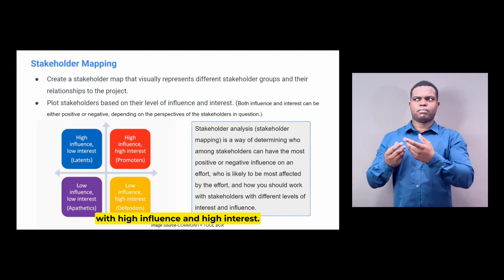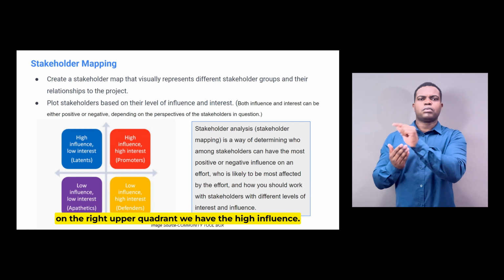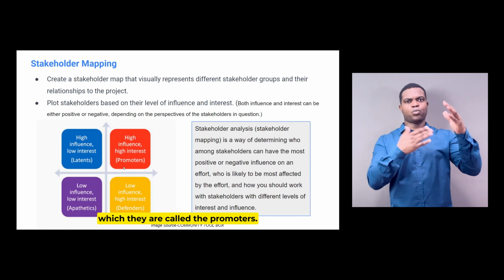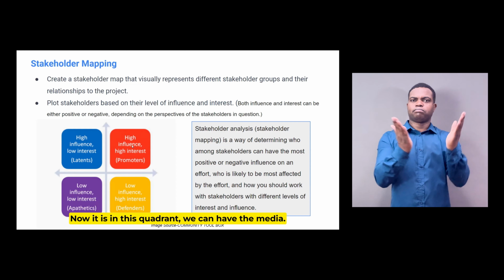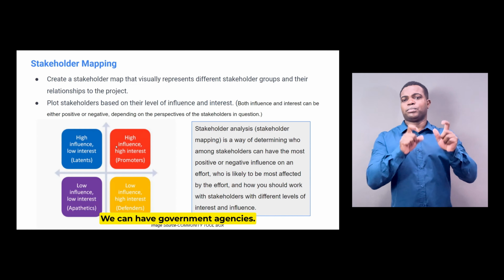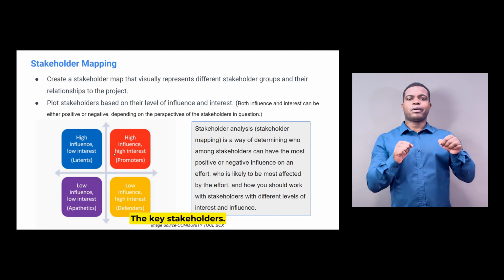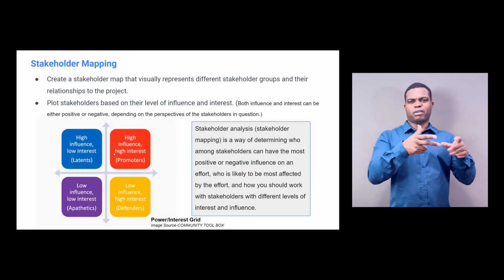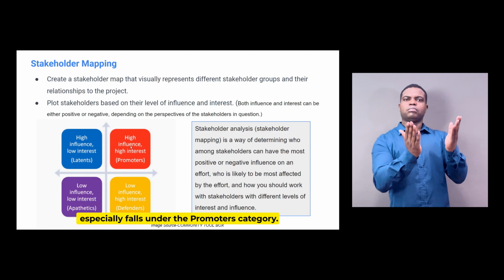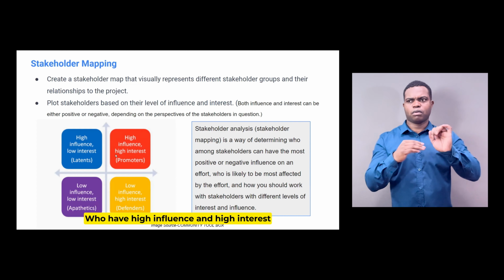Now, you need to start thinking about how you can get the buy-ins of people with high influence and high interest. For instance, on the right upper quadrant, we have the high influence, high interest, which they are called the promoters. It is in this quadrant we can have the media, we can have government agencies, we can have the key stakeholders. The key stakeholders especially fall under the promoters category, who have high influence and high interest.